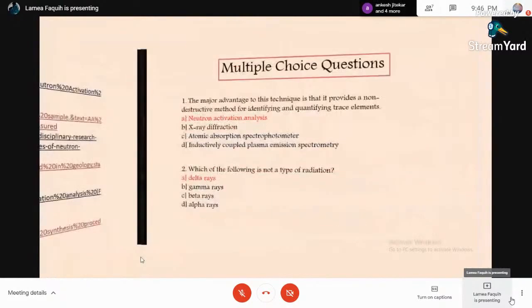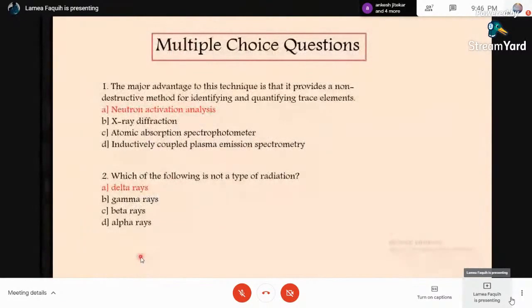And these are the multiple choice questions. The major advantage: which technique has the upper hand, in that it provides a non-destructive method for identifying and quantifying trace elements? It's neutron activation analysis. And out of the following, which is not a type of radiation? It is delta rays.